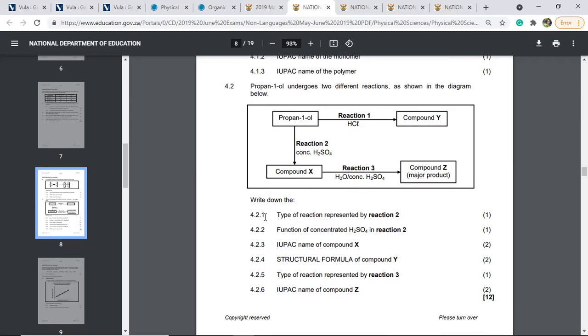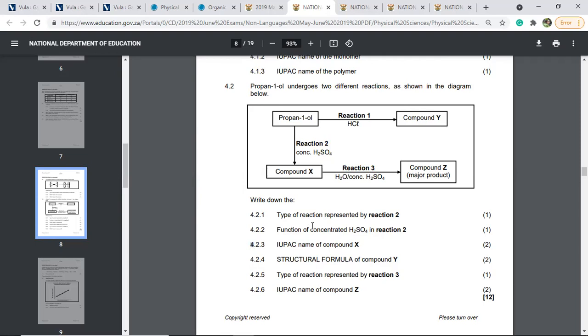4.2.1 asks us to write down the type of reaction represented by reaction 2. 4.2.2 asks us to write down the function of the concentrated H2SO4 in reaction 2. 4.2.3 asks us to write the IUPAC name of compound X. 4.2.4, the structural formula for compound Y. 4.2.5, the type of reaction represented by reaction 3. 4.2.6 wants us to write down the IUPAC name for compound Z.